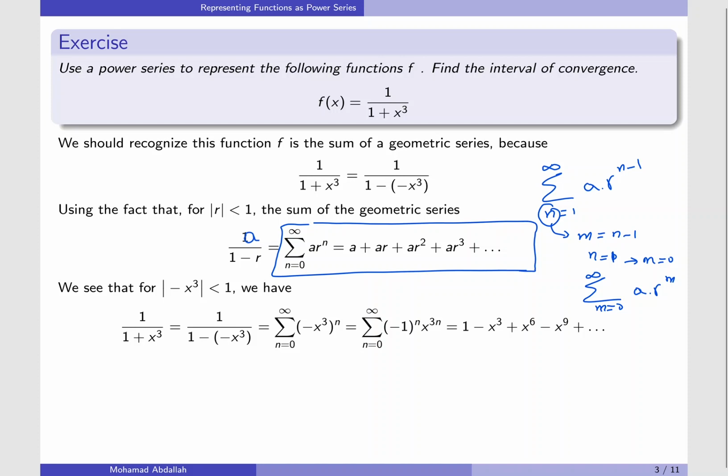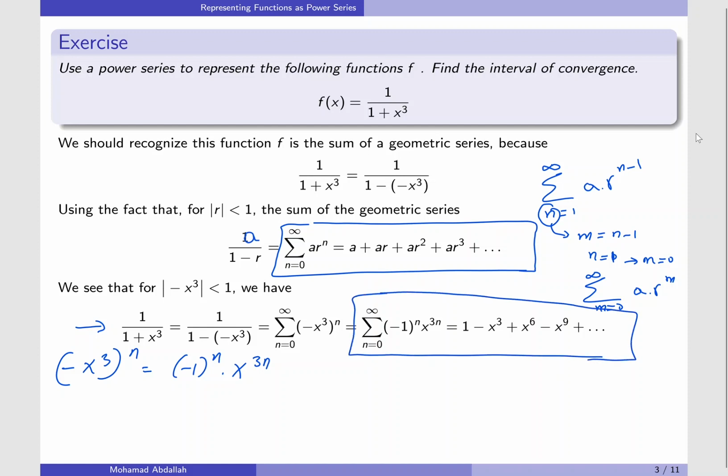So then here's the series. 1 over 1 plus x cubed is 1 over 1 minus negative x cubed. I replace the x by a negative x cubed. I can factor out negative 1 to the power n. Remember, negative x cubed to the power n is the same as negative 1 to the n times x to the power 3n. And then you have a power series. That's the power series, and this is its expansion.